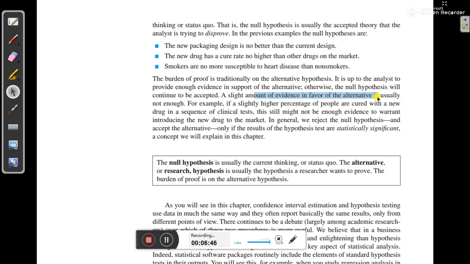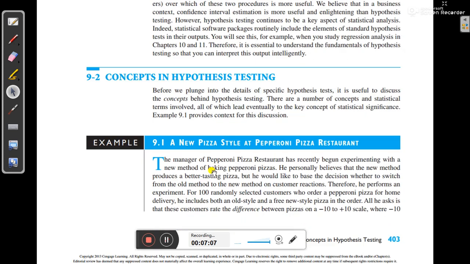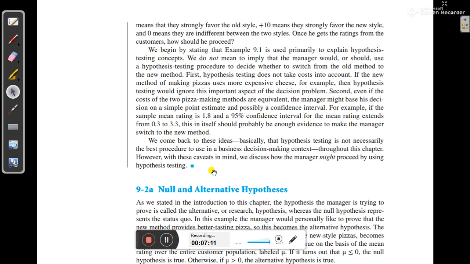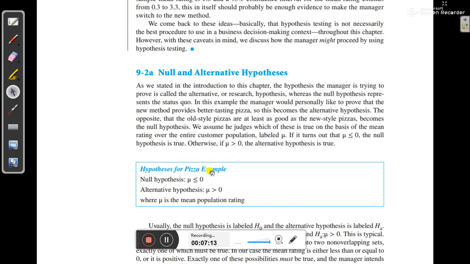The null hypothesis is usually the current thinking or status quo, or a simple statement. The alternative or research hypothesis is usually the hypothesis a researcher wants to prove. The burden of proof is on the alternative hypothesis. Try to understand this statement. So how will we test the hypothesis? How will we try to prove the hypothesis?